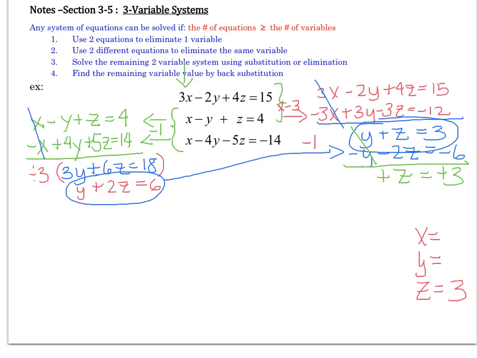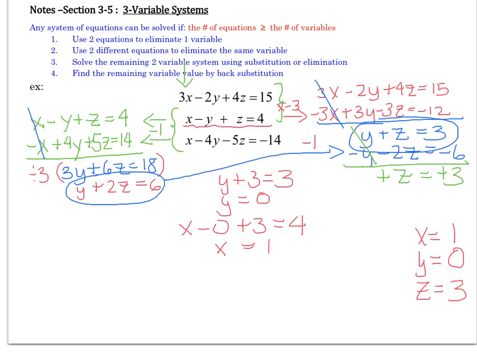So I can use any equation I want. I'm going to look at this y plus z is 3, but now since we know that z is 3, I can substitute it in. So obviously here y is going to be 0. That was nice. And so I know y, I know z, I can go anywhere. I'm actually going to go to this equation. So I have x minus 0 plus 3 equals 4. So obviously x is going to equal 1. And we have just solved our first 3 by 3.